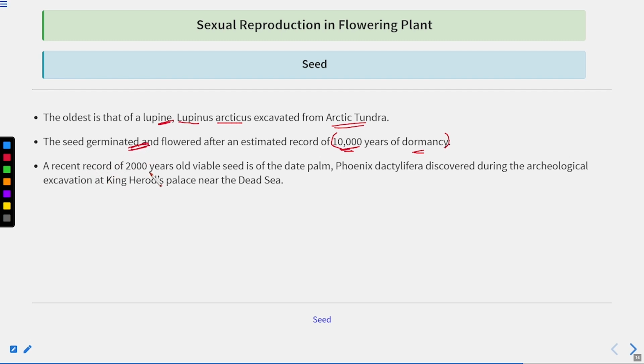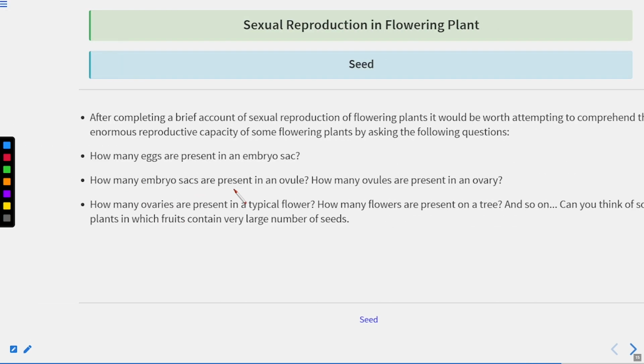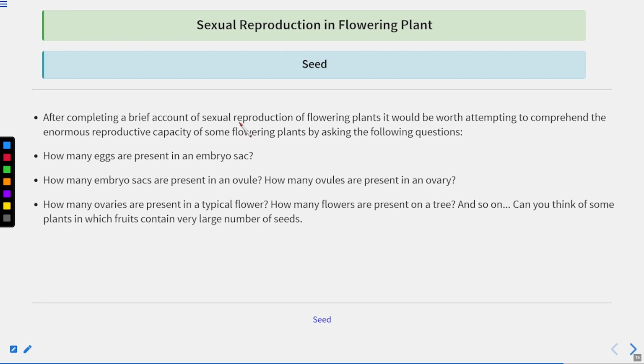Now the recent record of a 2,000-year-old viable seed is of the date palm. The scientific name is Phoenix dactylifera, discovered during the archaeological excavation at the King's Shepherd Palace near the Dead Sea. Clear? Now, after completing a brief account of sexual reproduction of the flowering plant, it would be worth attempting to comprehend the enormous reproductive capacity of some flowering plants by asking the following question.